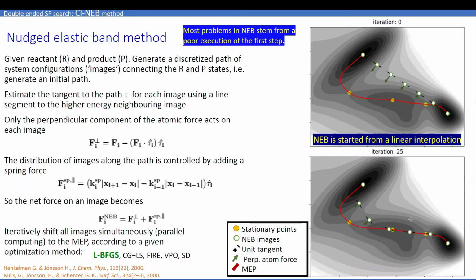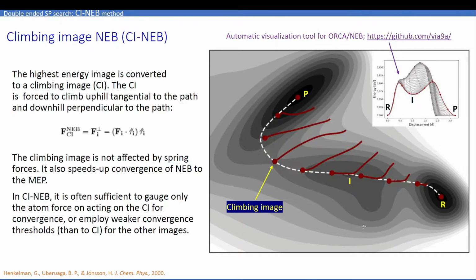Here you can see NEB optimization on the Müller-Brown surface after 25 steps. Already 3 images lie on the actual minimum energy path given by the red line. Notice that these 2 images might actually not converge directly onto the saddle point. Therefore, it is usually a good idea to convert the highest energy image along the path to a climbing image.